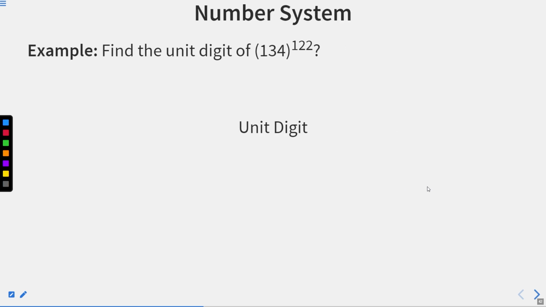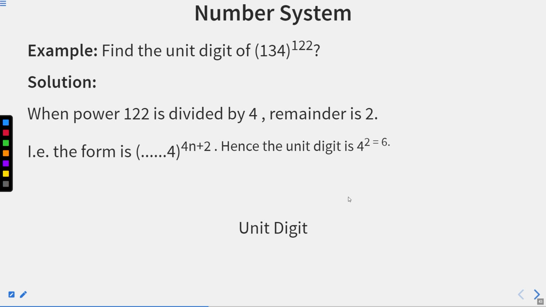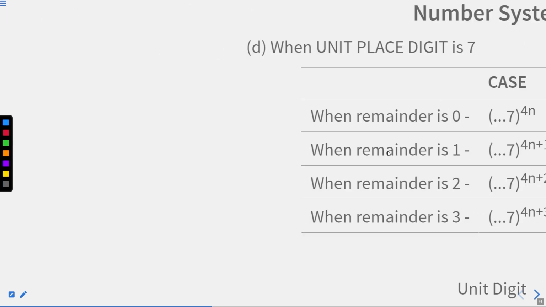Let us see an example. 134 to the power 122. Once you divide 122 by 4, the remainder is 2. And in that case, the unit digit is going to be 6.